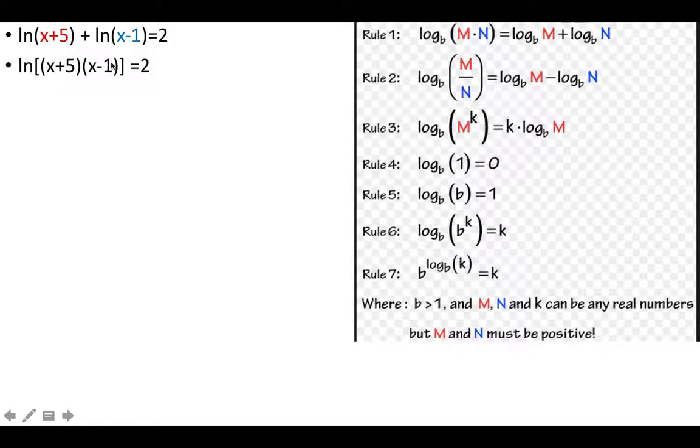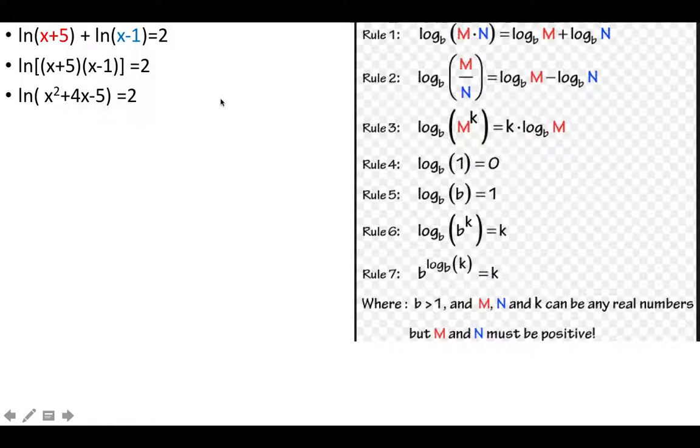X times negative 1, that's minus x. And then you do plus 5x. And then positive 5 times negative 1. Either way, you could do the box method or the FOIL method. And you'll get this quadratic expression right here.